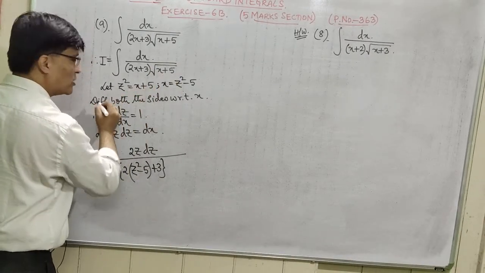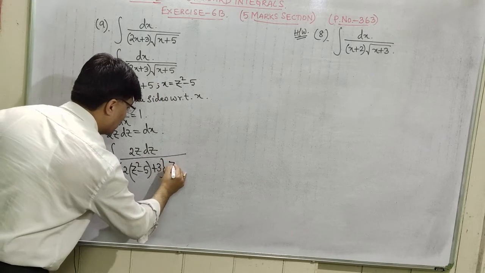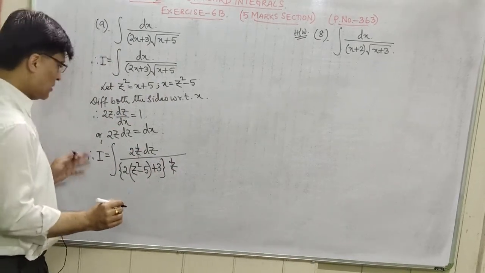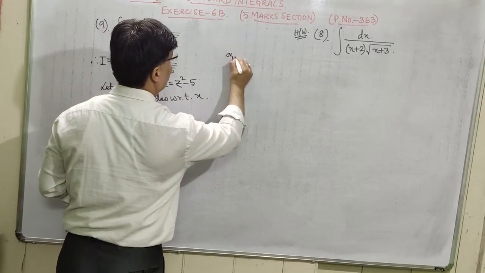What is x plus 5? It is z square. So what is root over z square? It is z. So here z will be cancelled. Understood? So now, let us simplify it.